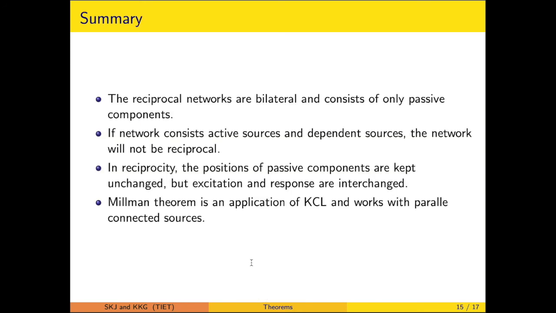In summary, reciprocal networks are bilateral and consist of only passive components. If the network comprises any active source or dependent source, then the circuit will not be reciprocal. In identifying reciprocity, we are simply interchanging the positions of excitation and response. However, the positions of passive elements are not changed. Millman's theorem is an application of KCL and works with parallel connected sources. So thank you.